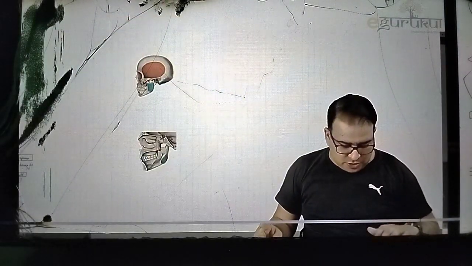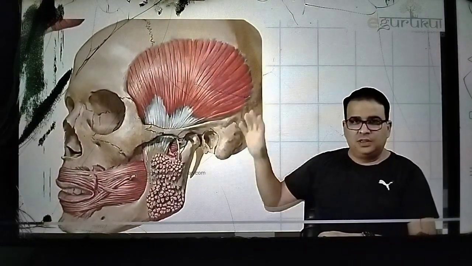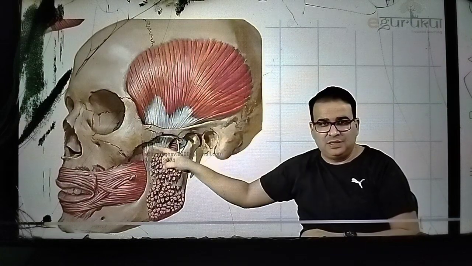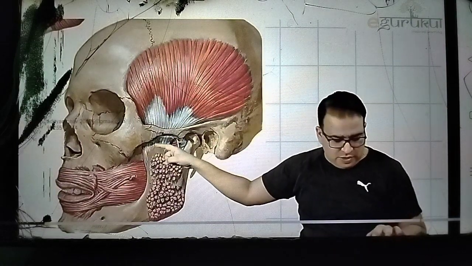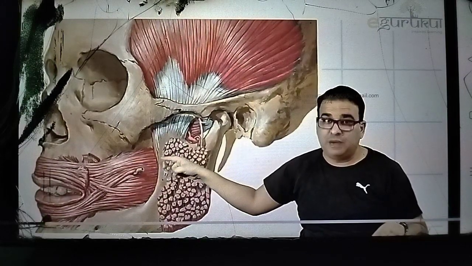How about if I show you a picture of the temporalis muscle? Look at this muscle, guys. Right now you can see we have this whole muscle here which is converging downward, going deep to the zygomatic arch, and then you can see it is inserted to the coronoid process, and if you look carefully, it is also extending to the anterior border of ramus of mandible, right?